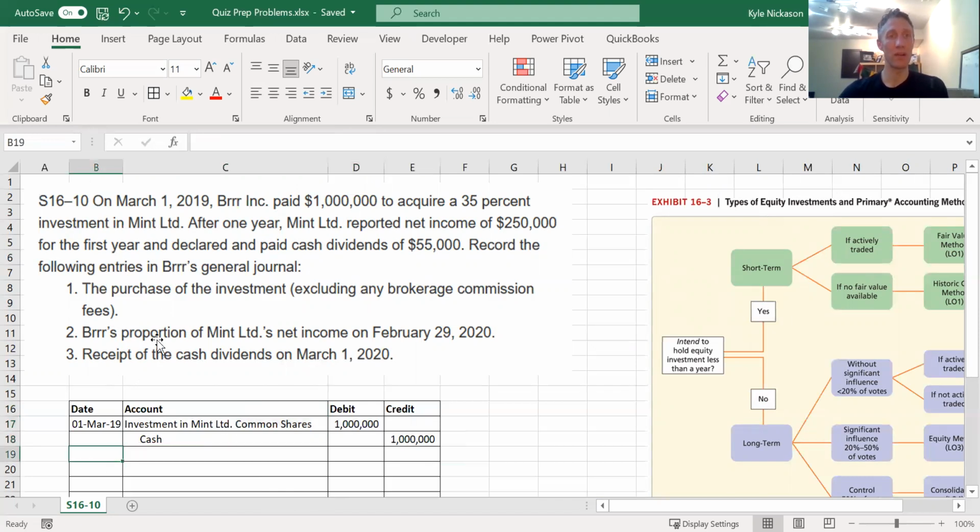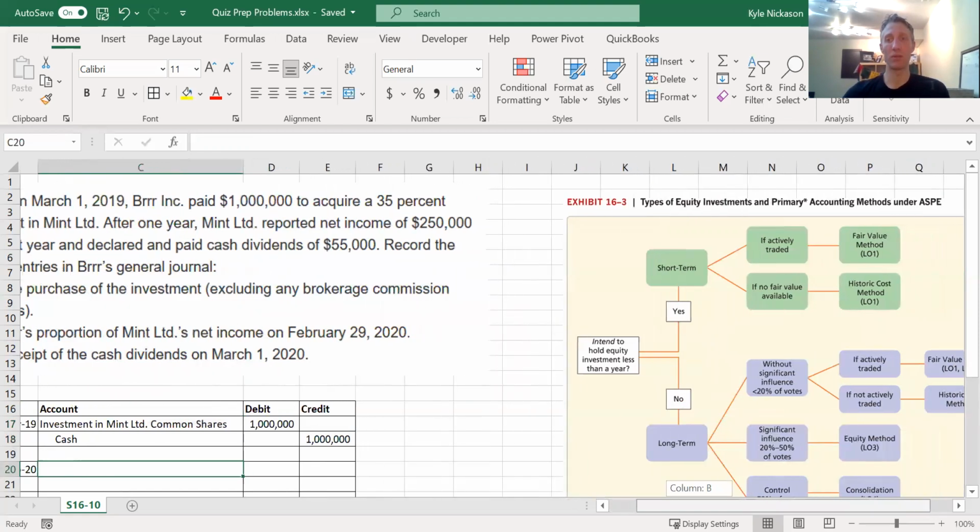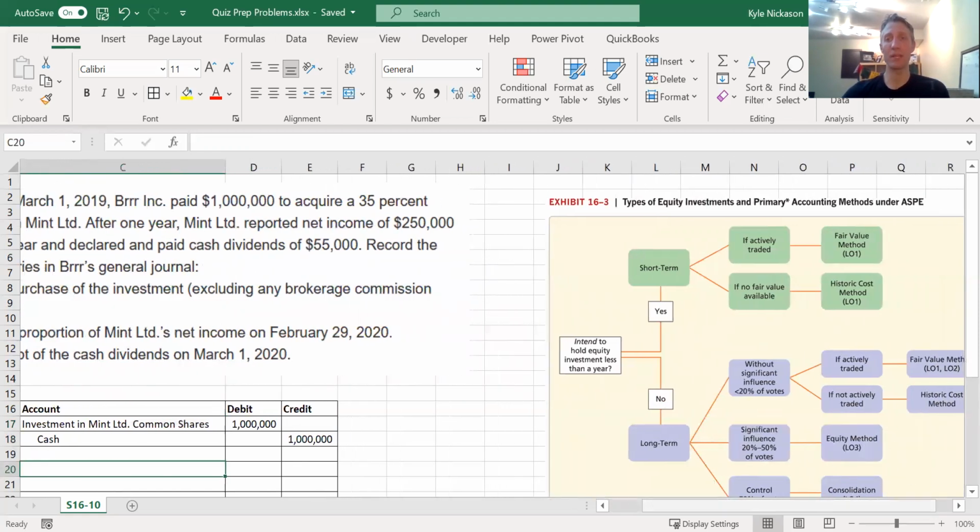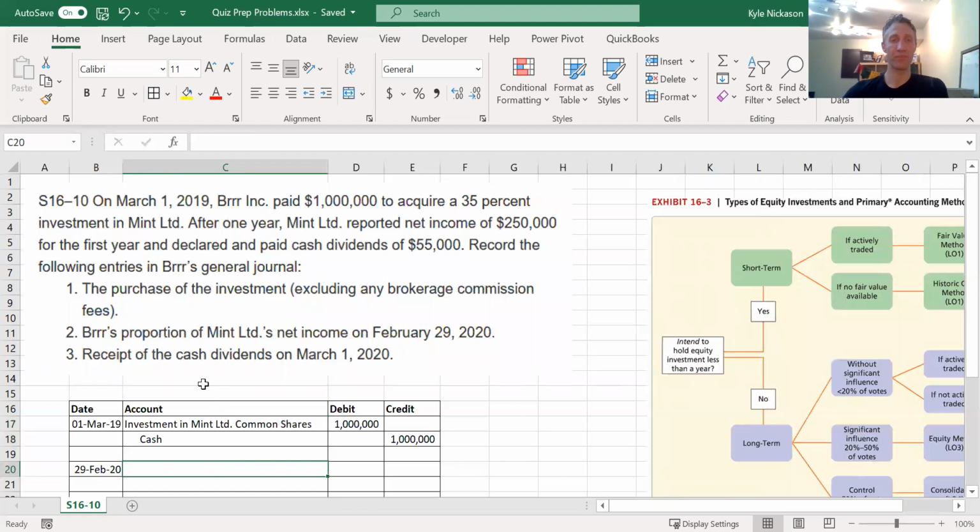Then point 2 here is Burr's proportion of net income on February 29th, 2020. Again, there's typically 28 days in February. There's 29 days in this problem, which means that 2020 was a leap year. Okay, so their proportion of net income, this is where we need to determine what method we're using. And it tells us to use the equity method of valuation.